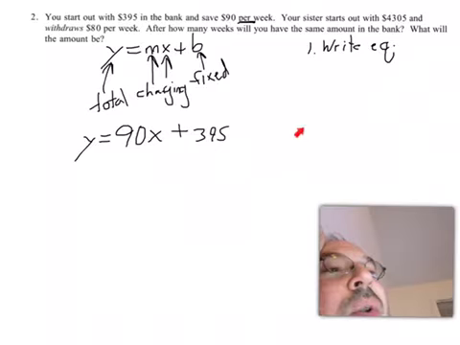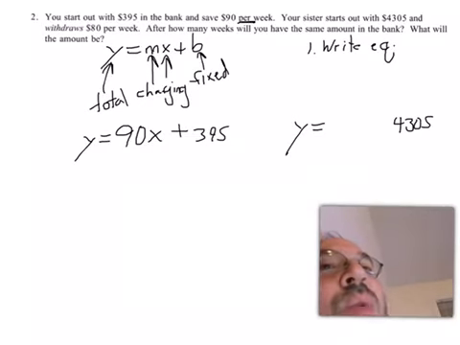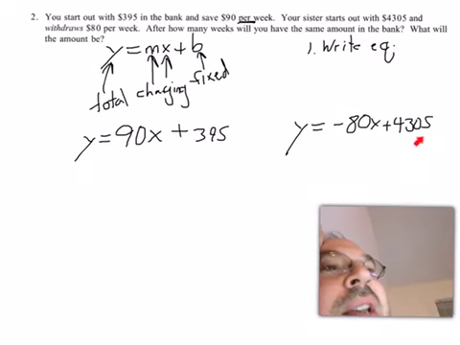So the second equation is the totals for my sister. So y equals what? Well, it looks like she starts out with 43.05, and it looks like she withdraws 80. So if you withdraw 80, it's going to be negative 80x plus what you start with. Okay? So we wrote our equations. We did step one. Step two, we set them equal.